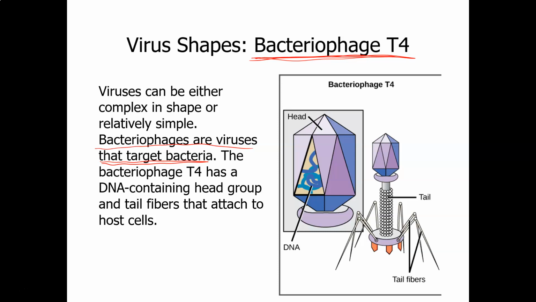Okay, now the shape of this virus is called the head and tail shape. It's a complex shape, but it's called the head and tail shape. The head is everything above this line, and then the tail is everything below. And it is a DNA virus. That's also something that we see. So its nucleic acid core is DNA, and then it has a head and tail structure.